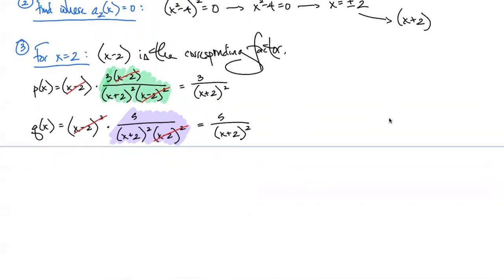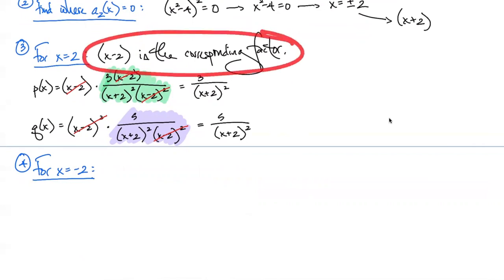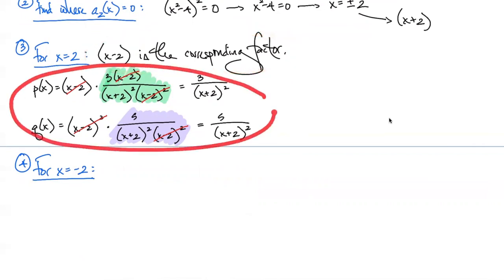Let's go ahead and just practice that procedure again. I'm going to have you try that for x equals negative 2. Okay, so for x equals negative 2, write down what you think the corresponding factor is, and go ahead and find that little p of x and that little q of x.